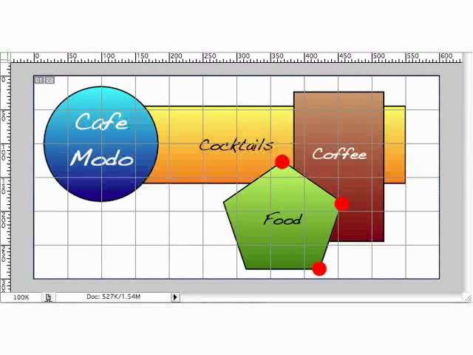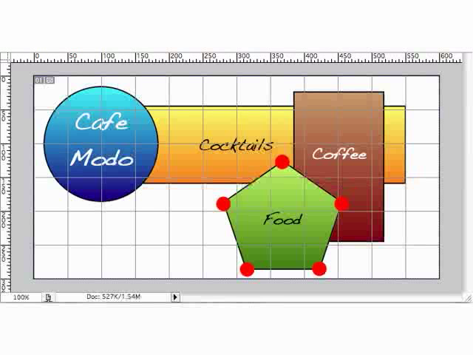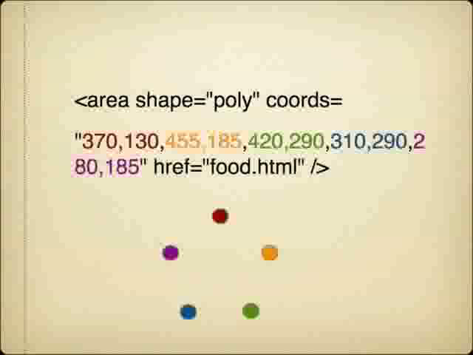The third point is 420 pixels over and 290 pixels down. The fourth point on the polygon is 310 pixels over and 290 pixels down. The fifth point on the polygon is 280 pixels over and 185 pixels down from the top edge of the image. So this gives us 5 points.